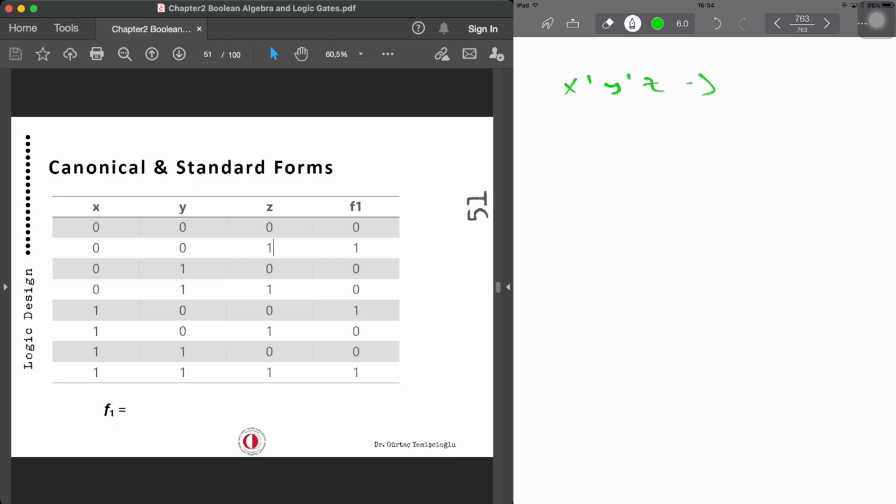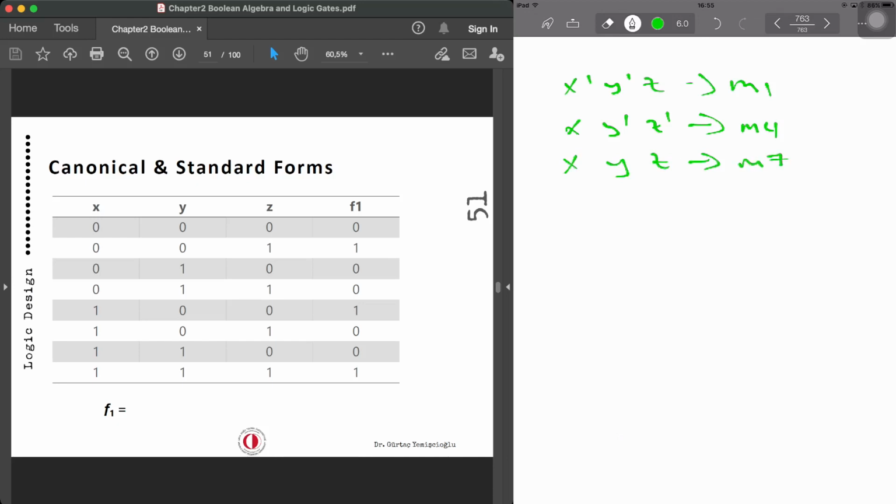Which min term is that? Min term 0, min term 1. So this is min term 1. Then I have got another one, which is x, y prime, z prime, and that is min term 4. 0, 1, 2, 3, 4. Min term 4. And then repeat for the last one. It's x, y, and z, and that will be min term 7.